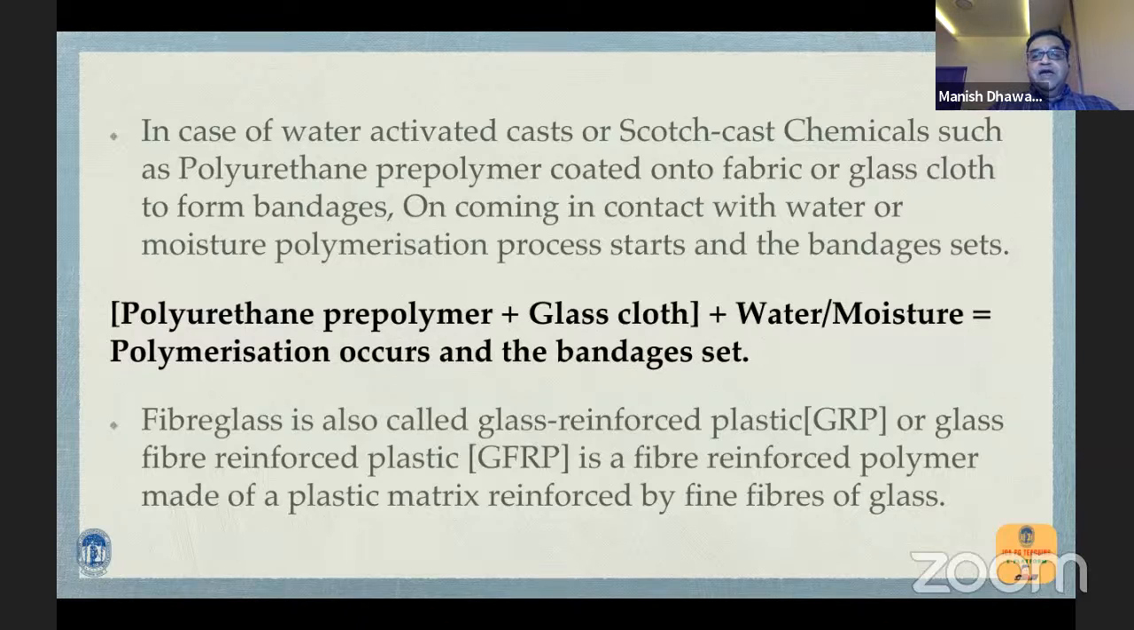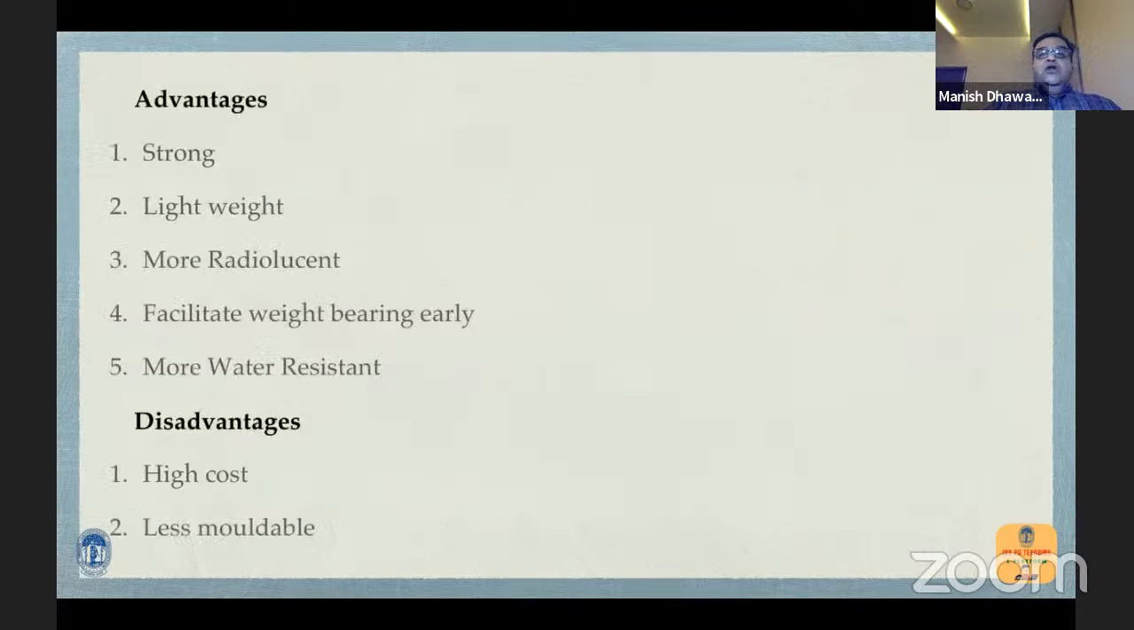Fiberglass is also known as glass reinforced plastic, GRP, or glass fiber reinforced plastic, GFRP. It is a fiber reinforced polymer made of a plastic matrix reinforced by fine fibers of glass. Now, what are the advantages of these new materials? It is strong, lightweight, more radiolucent, it facilitates early weight bearing, and it is more water resistant. Disadvantages are high cost and it is less moldable.